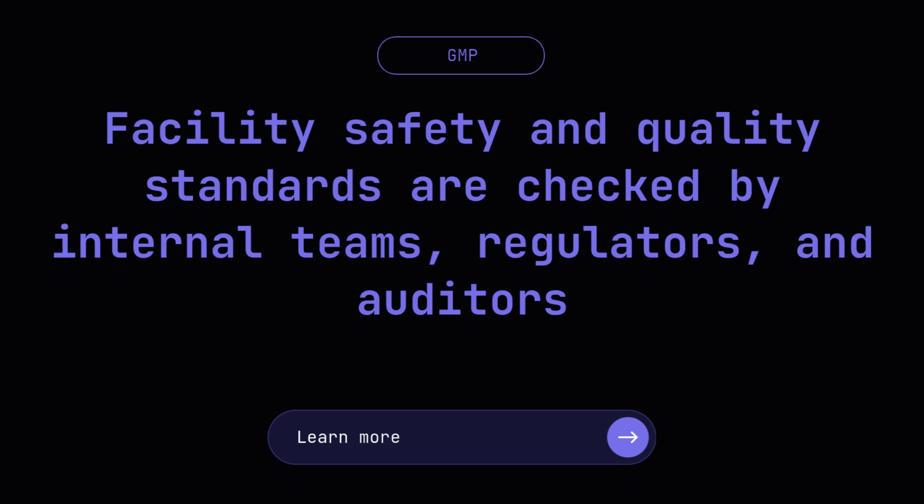A GMP inspection checks facility adherence to safety and quality standards. Inspections are performed by internal teams, regulators, and auditors. Checklists cover hygiene, equipment, and documentation, among others. Inspections are often monthly, quarterly, or before audits. CAPA helps fix and prevent recurring issues.